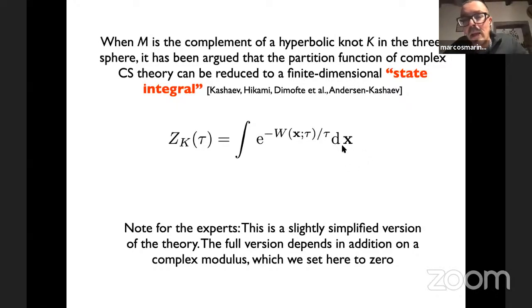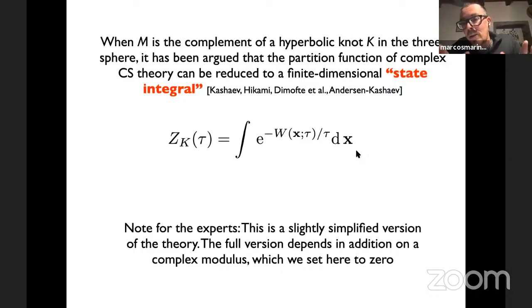So in order to define this, you have to do a triangulation of the complement of the knot. And then the number of variables essentially depends on the number of hyperbolic angles in this triangulation, and then you integrate over those. So this is the theory of state integrals that you are doing here. But at the end of the day, you have just a conventional finite dimensional integral.